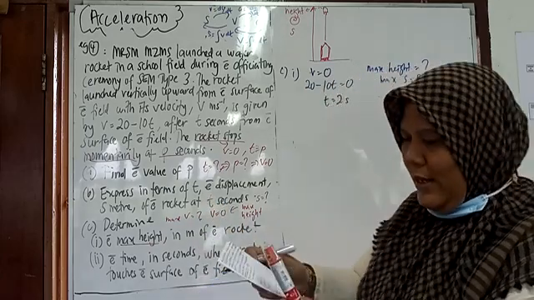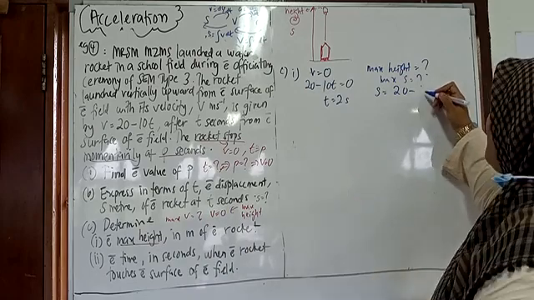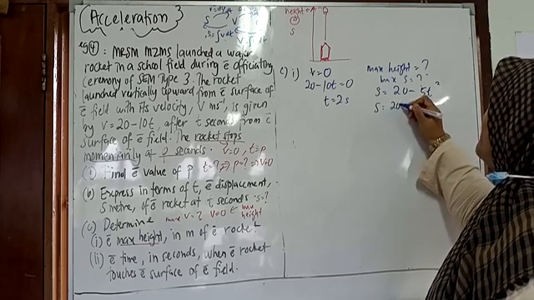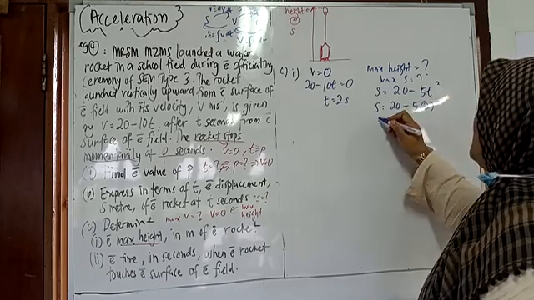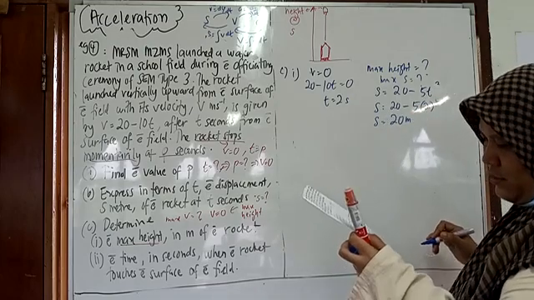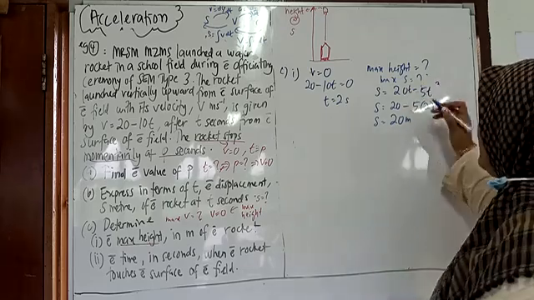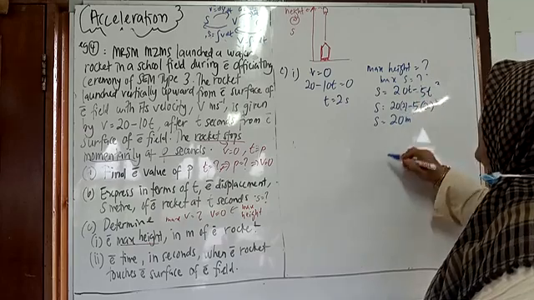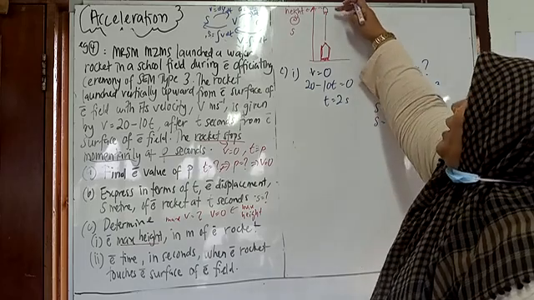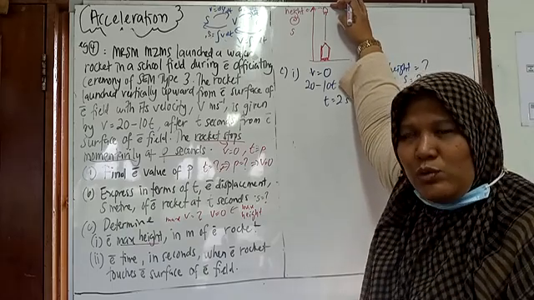So our S from before is S equals 20t minus 5t squared. Just substitute the value of t with 2. So we will have 20t, okay? 20t, so 20 times 2. We will have 40 minus 20, which is 20 meters. So the rocket will have a maximum height of 20 meters when t is equal to 2.